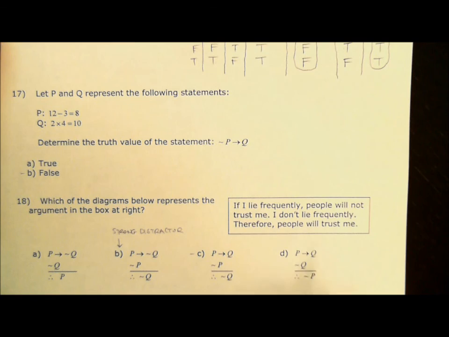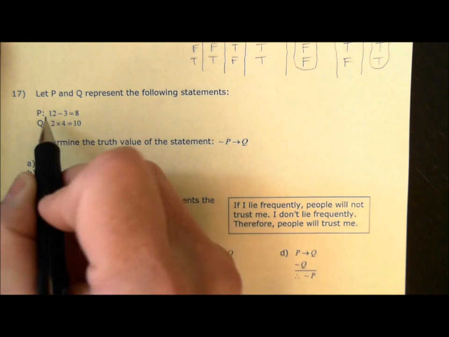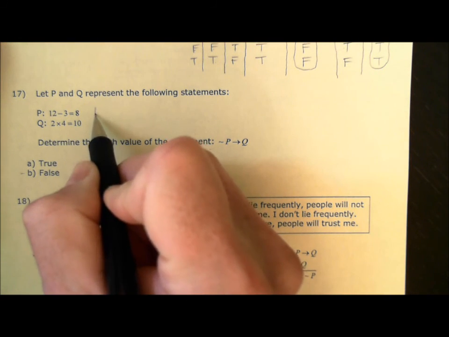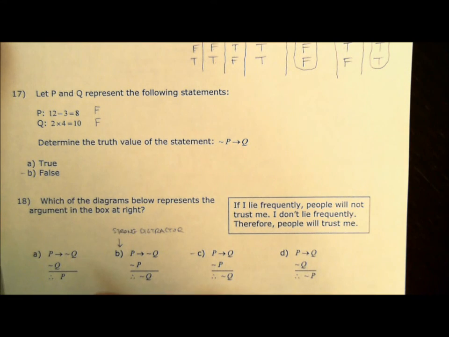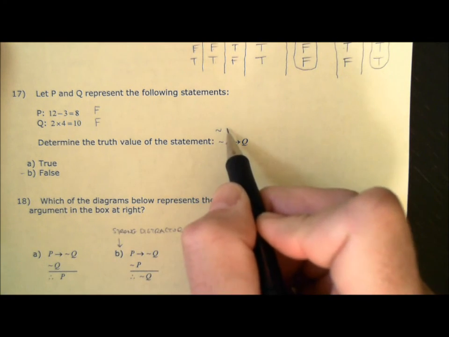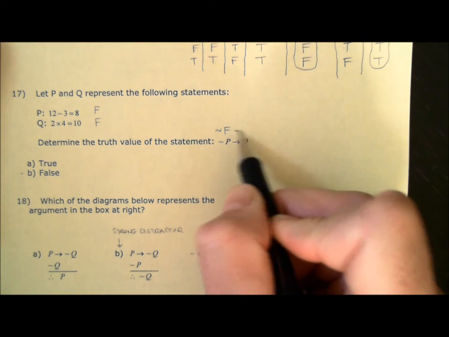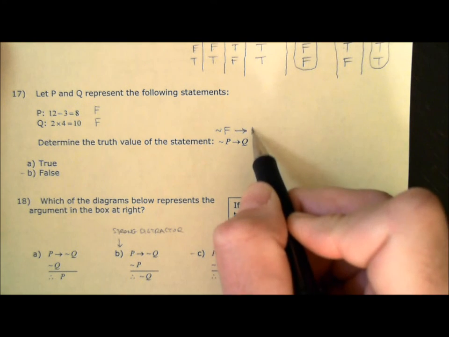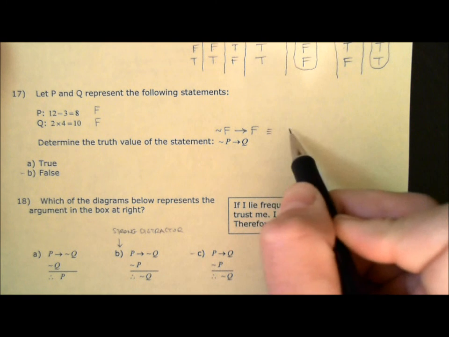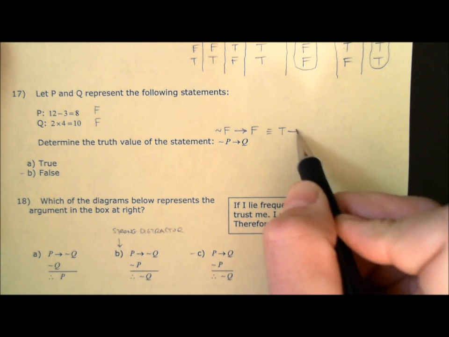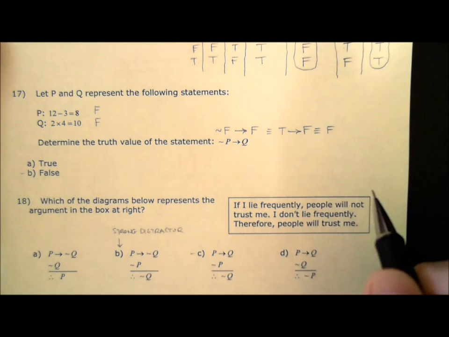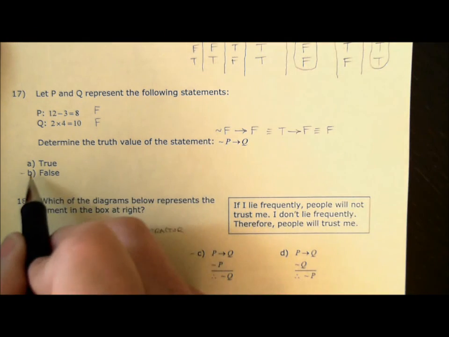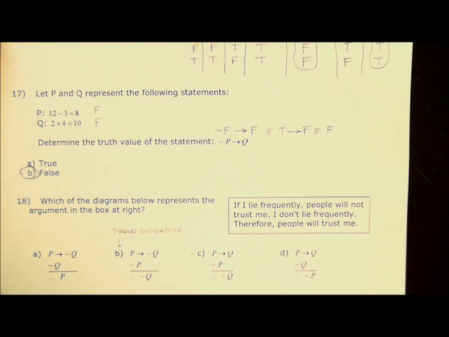Number 17, P and Q are the following statements, and it should be fairly clear to you that this statement is false and this statement is false. So the value of not P is not false, and the value of Q is false. And so we have now true implies false, and that is false. So the correct answer here is B.